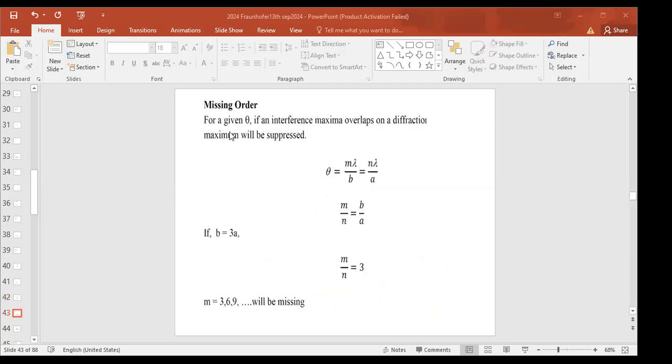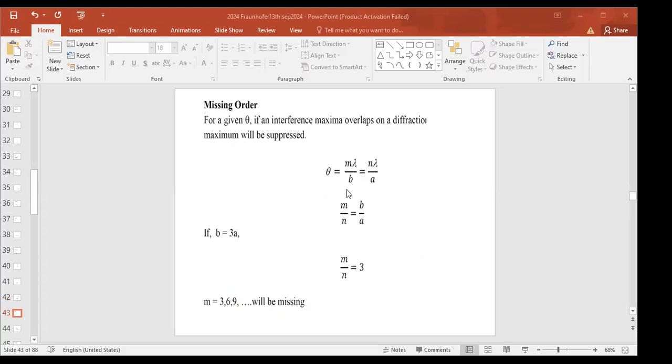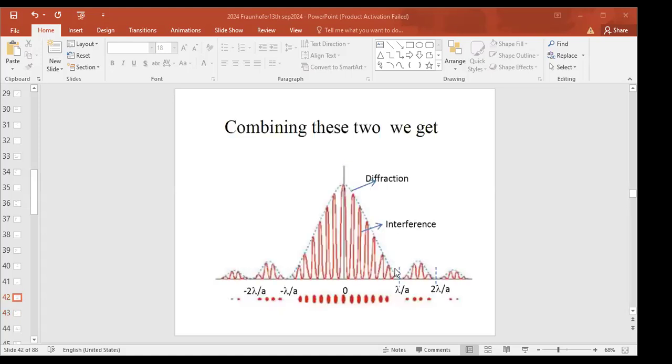To calculate that, you have to use this relationship. For a missing order at a given theta, if an interference maximum overlaps on a diffraction minimum, it will be suppressed. Therefore, we will get dark, because here it is dark for the diffraction. Due to that, the interference fringe will be suppressed. There will be no interference fringe, right? Then we can calculate like this. Theta is equal to m lambda over b is equal to n lambda over a here, right?